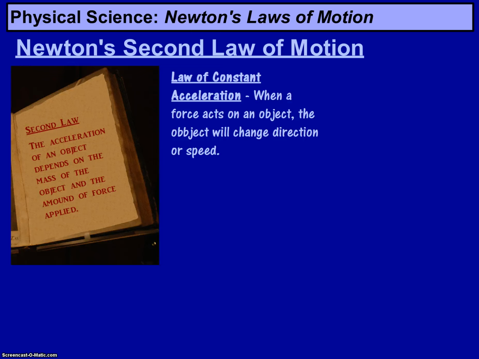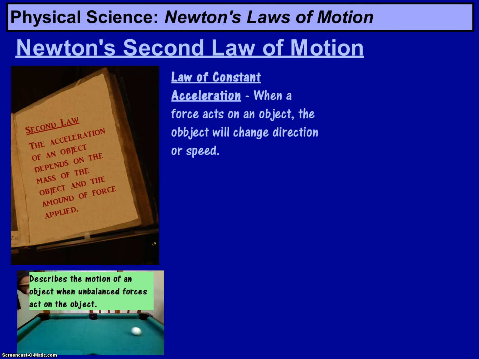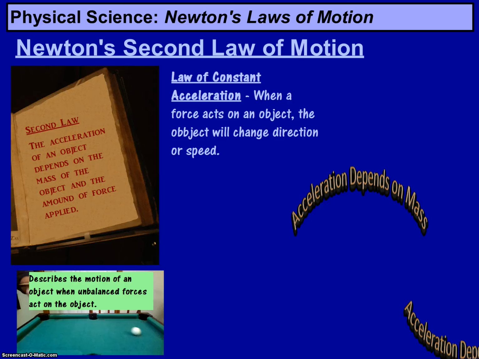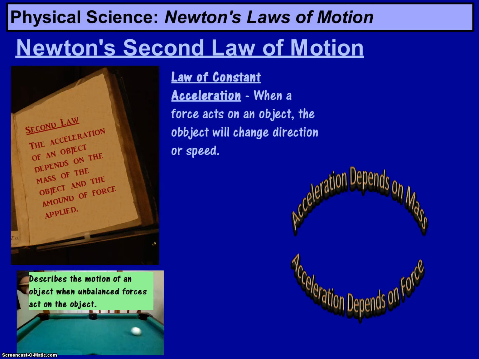Okay, so let's take a look at what that's talking about. First off, the second law is going to describe the motion of an object when unbalanced forces act on the object. So it's going to depend upon two major things. It's going to depend upon the mass of the object, and it is going to depend upon the force applied to the object. So how does this work?